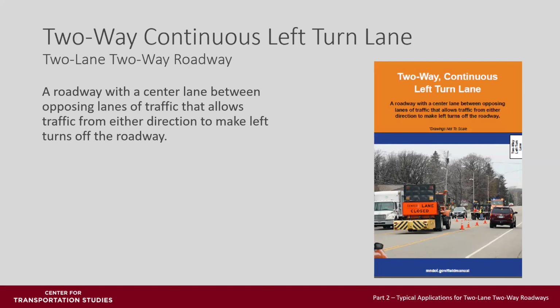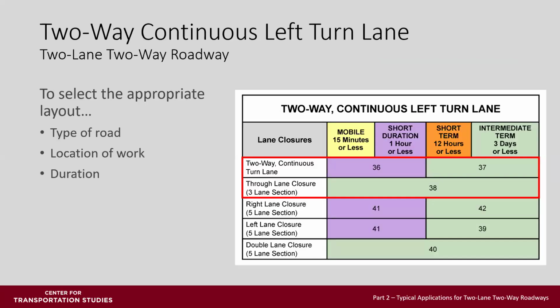Let's now take a look at two-way continuous left turn lanes. And we're just going to look at the 3-lane sections in this section. We'll talk about the 5-lane sections in the next webinar series. If you look at the index, there's just a few layouts in this section. 2-way continuous turn lane in a 3-lane section, layouts 36, 37, and 38.